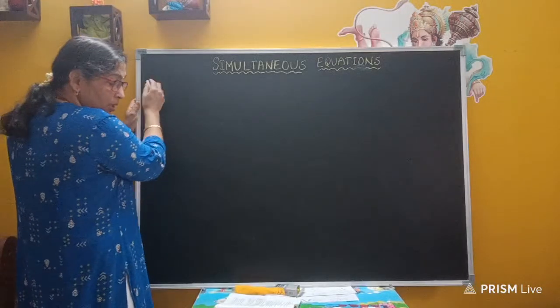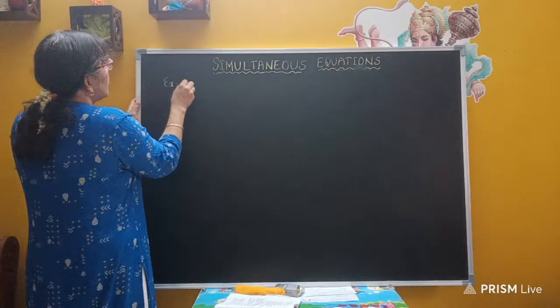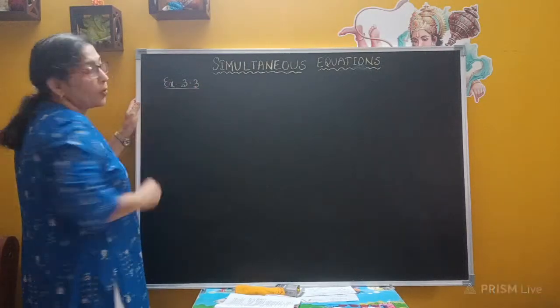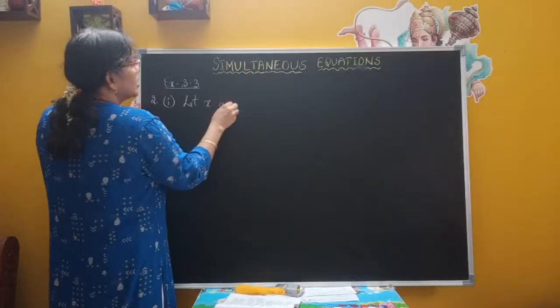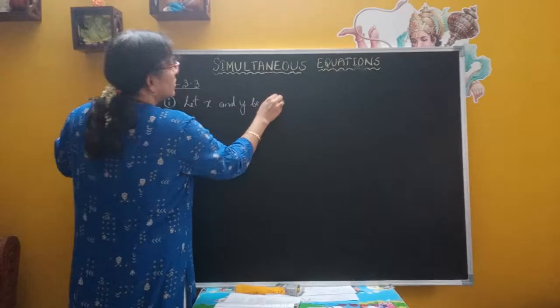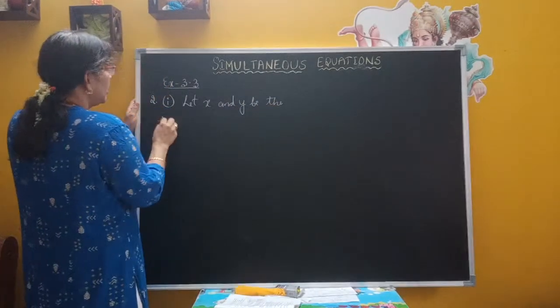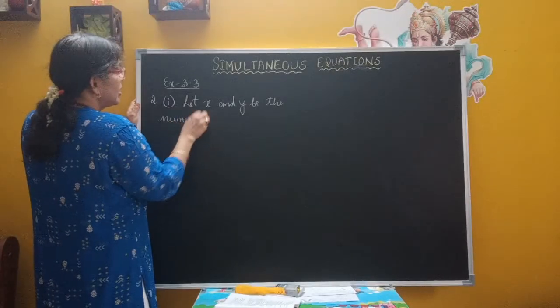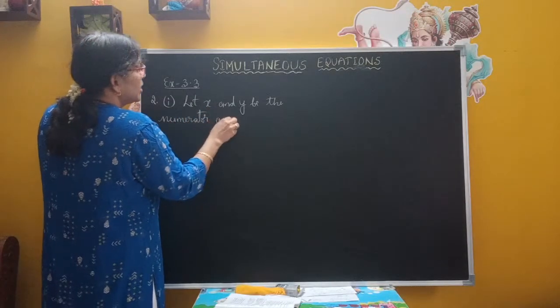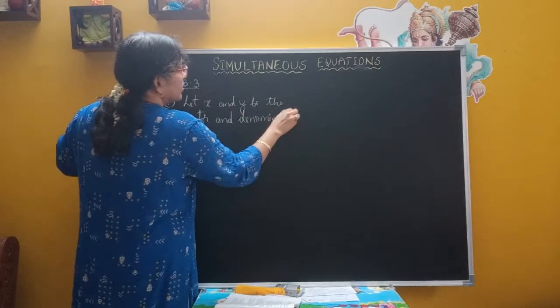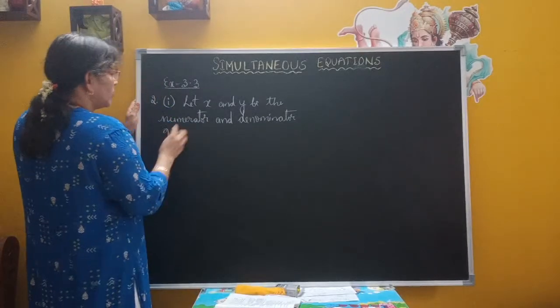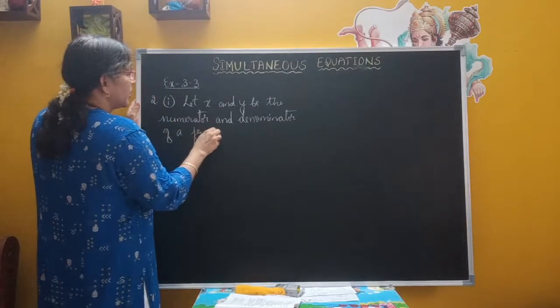It is problem number exercise 3.3 in your textbook, and second main first one. Let x and y be the numerator and denominator of a fraction respectively.